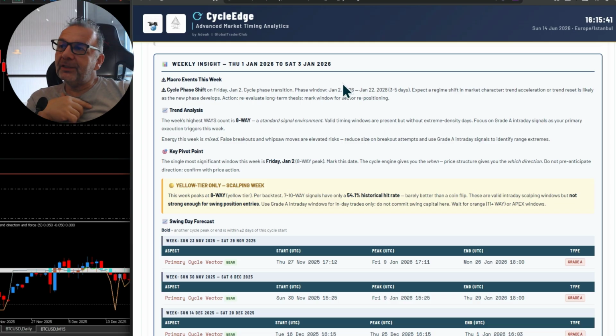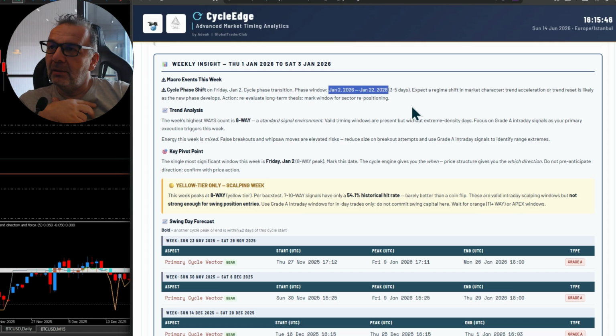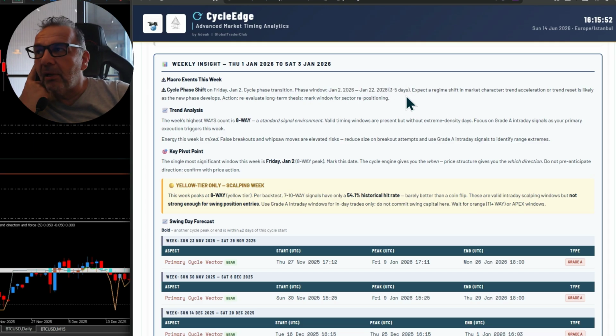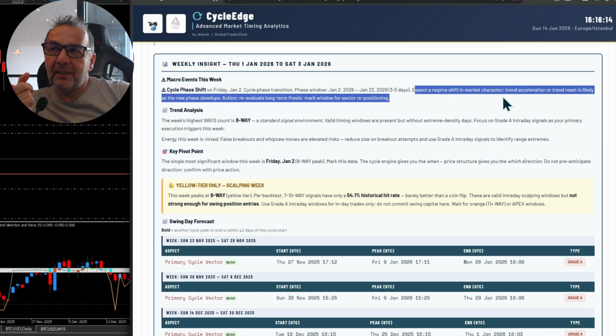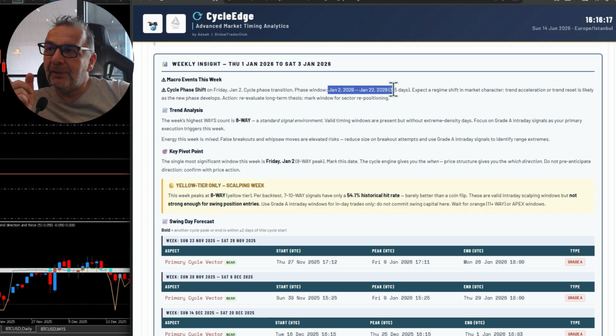Now look, this window is sector repositioning. And this is going to trigger off in 3 to 5 days. So this should give me a direction. It's a cycle phase transition on the 2nd of January. And this thing is likely to muck around until the 22nd. That initial 3 to 5 days is going to give me some kind of a hint as to what's going on. But I need to expect a regime shift in market character in this time period. So that's a heads up.